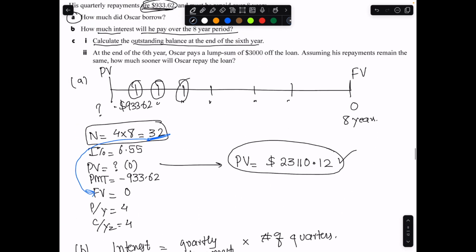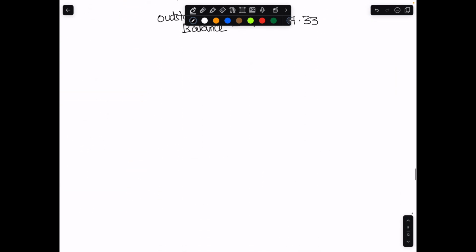The second part says at the end of the 6th year, Oscar pays a lump sum of $3,000 of the loan. So after 6 years, Oscar settles $3,000 of the remaining balance. Assuming his repayments remain the same, how much sooner will Oscar repay the loan? So let's try to understand this.